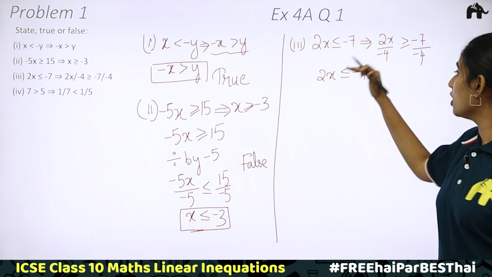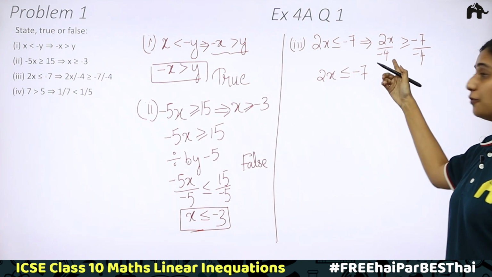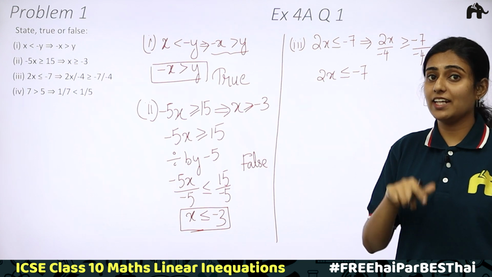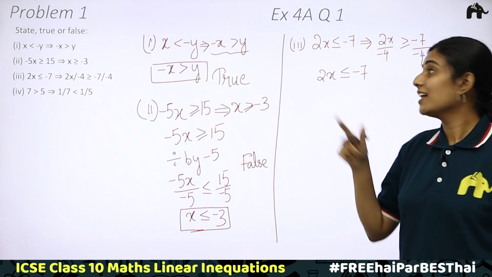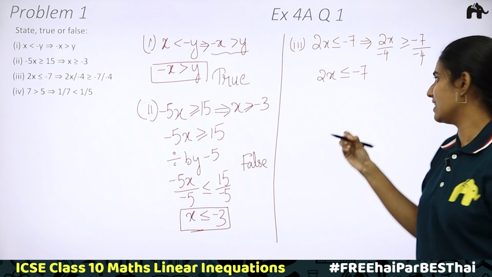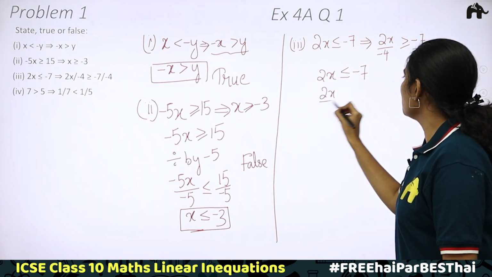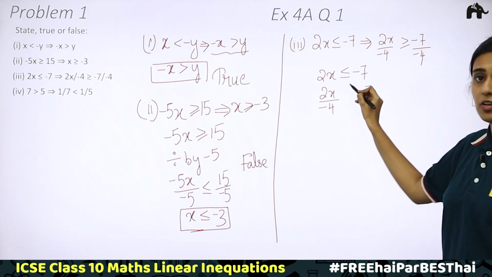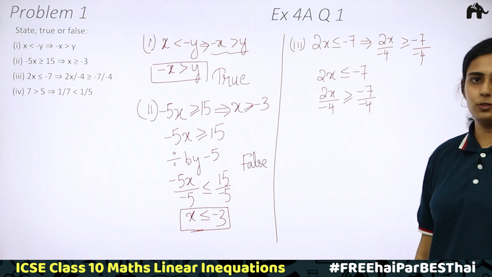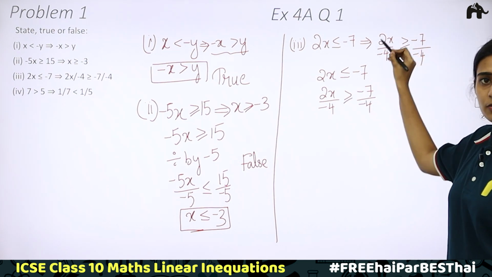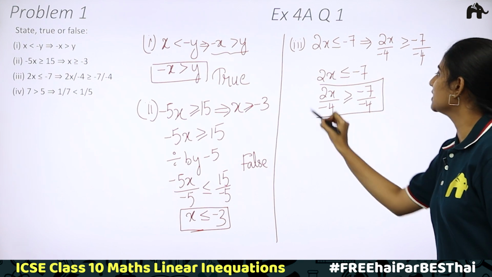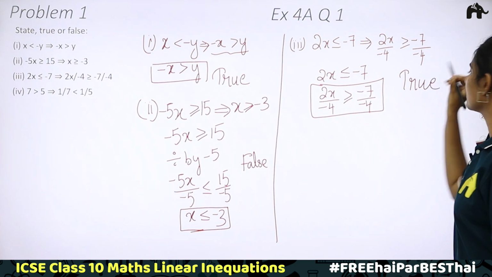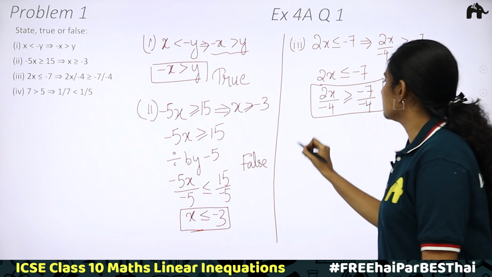We will divide on both sides with minus 4. Dividing with minus 4, use rule 4. Dividing or multiplying with a negative number, the inequality reverses. That is 2x by minus 4, here minus 7 by minus 4. Less than or equal to becomes greater than or equal to. This is what we get here in the question. This is our implication, which means this is again true.